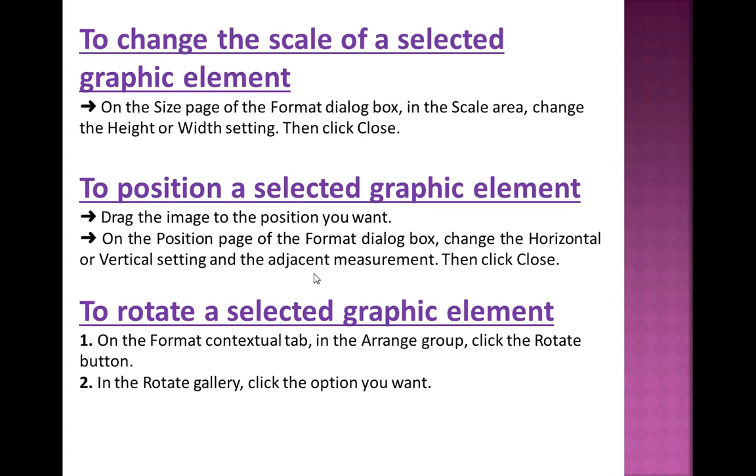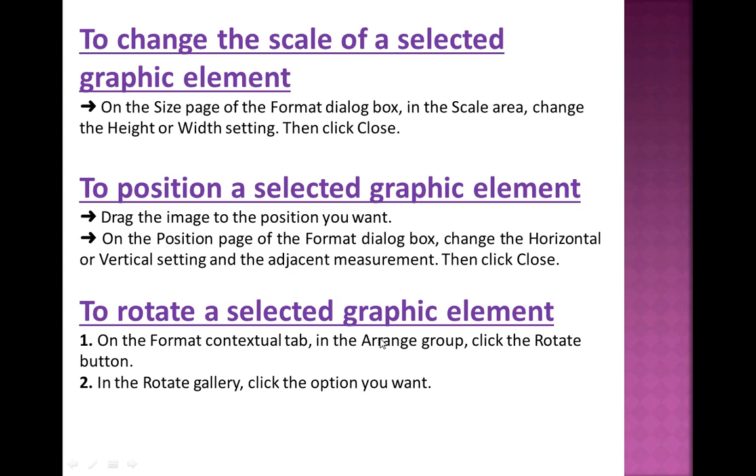Next, how to change the size of a selected graphic element. This says on the Size page of the Format dialog box, in the Scale area, change the height or the width and then click the Close button. Means you can simply go to the Size page of the Format dialog box, change the height or the width setting, and then press OK and the Close button.